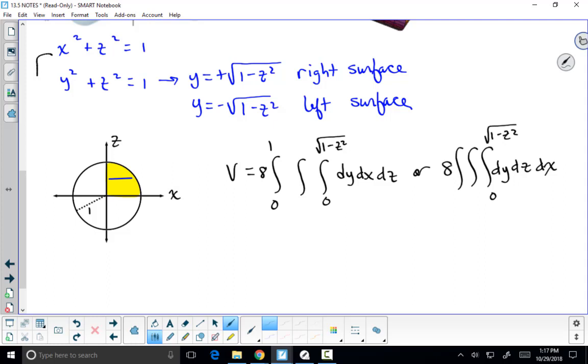The circle is x squared plus z squared equals 1. So what is the right curve? Root 1 minus z squared. So that will go right there.